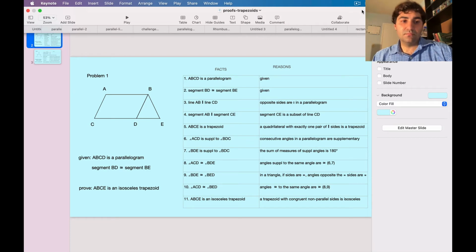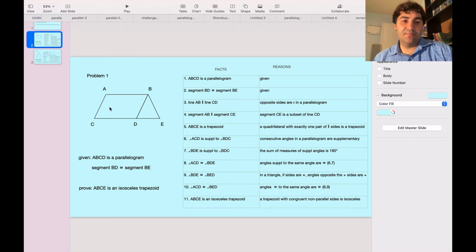We're given that ABCD is a parallelogram. We're given that segment BD is congruent to segment BE. And we're going to prove that ABCE is an isosceles trapezoid. So we start off with what we know. We know that ABCD is a parallelogram, that's a given. We know that segment BD is congruent to segment BE, that's also a given. And since ABCD is a parallelogram, side AB and side CD are opposite sides, so they're going to be parallel.